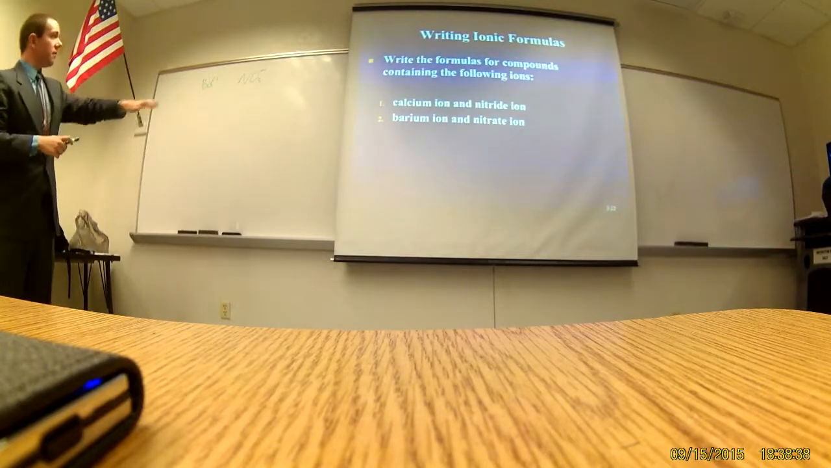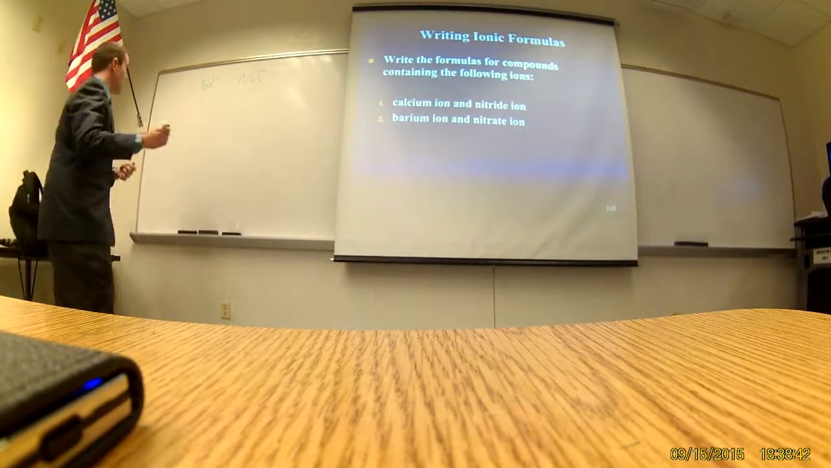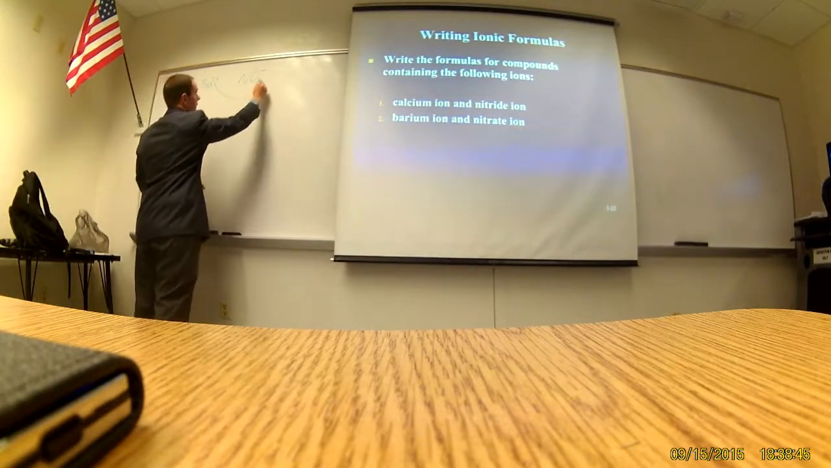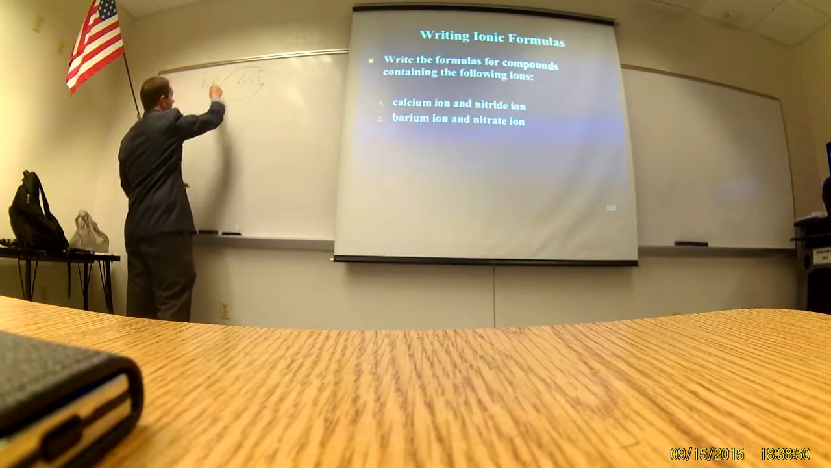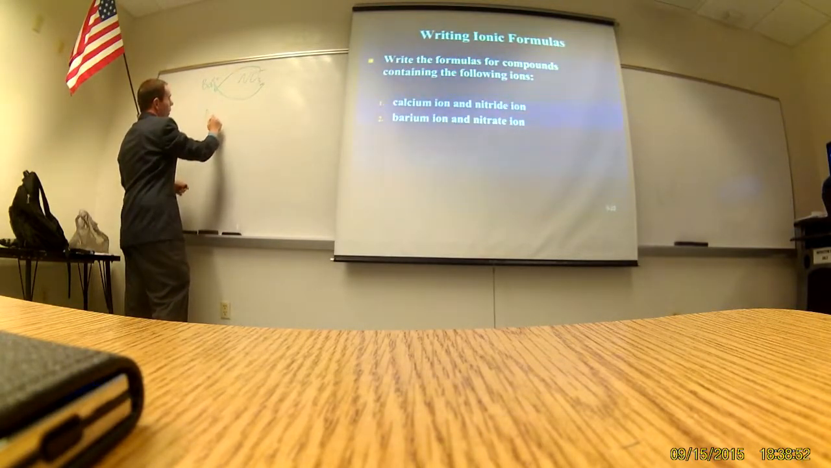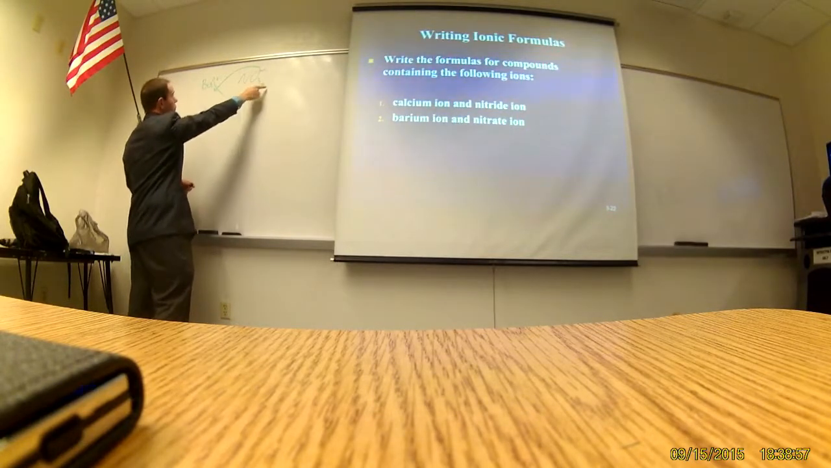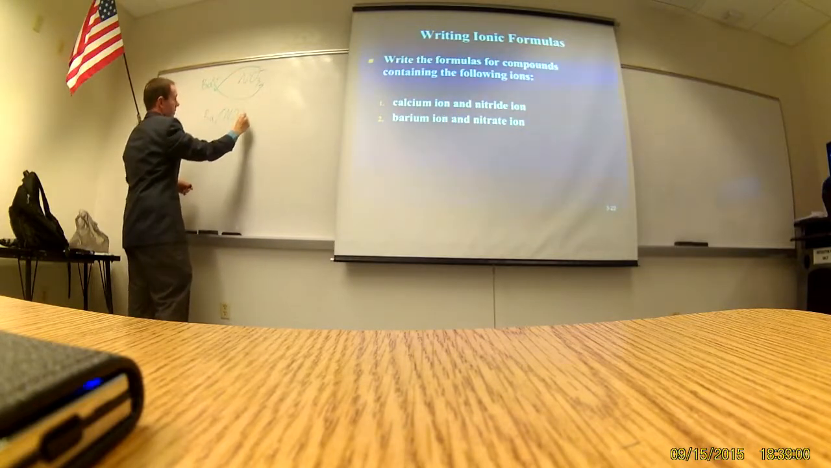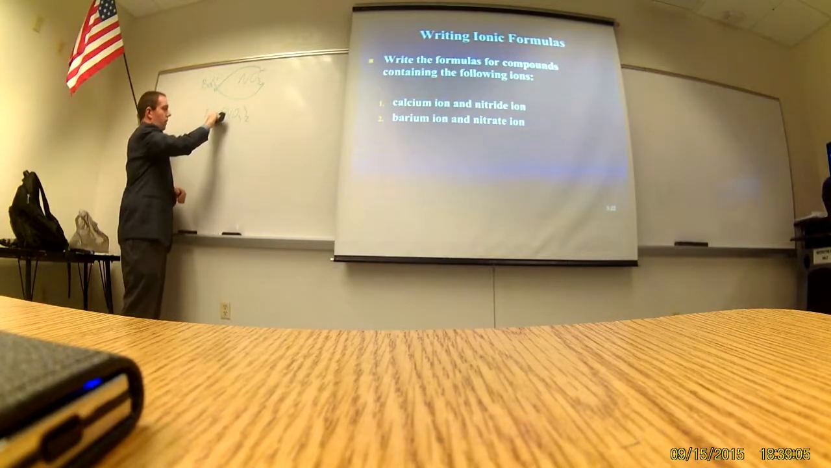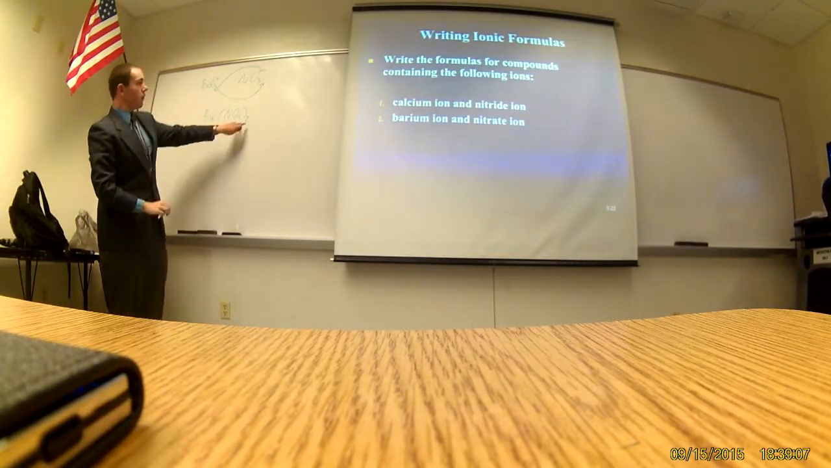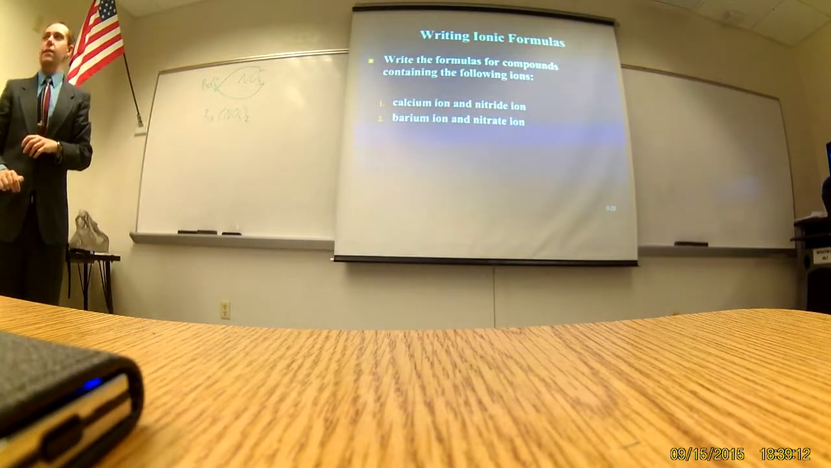Do my charges total 0? No. So switch the numbers. Put the 2 on the nitrate. Put the 1 that's implied on the barium. You get Ba1. Nitrate has to go in parentheses because we have 2 nitrates. That 1 is not needed. You don't write 1. So we have Ba(NO3)2. Is that the final answer? That's the final answer.